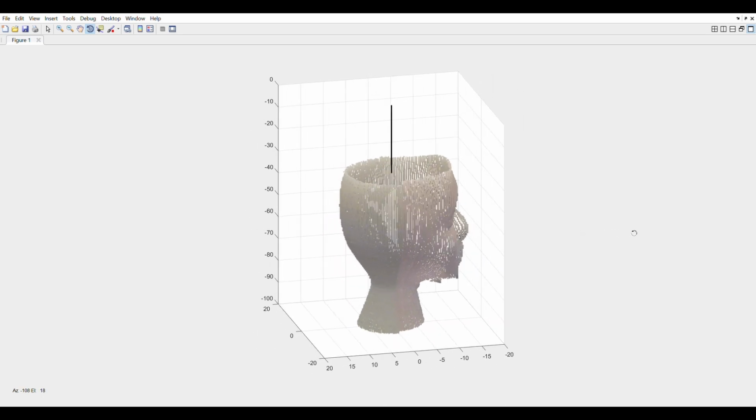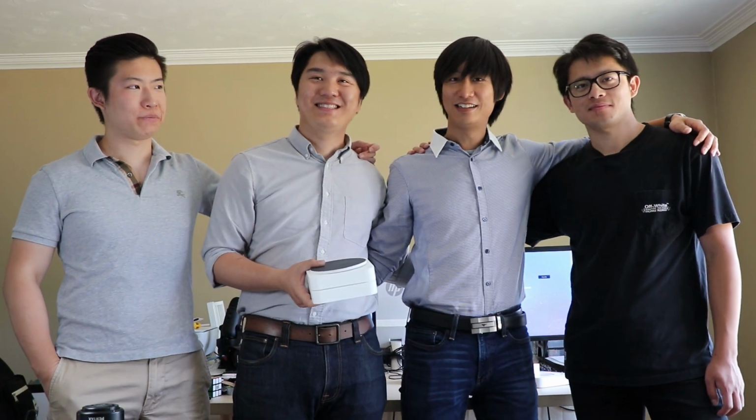With Phiz, people who are seeking affordable and accurate 3D scanners finally meet their solution.